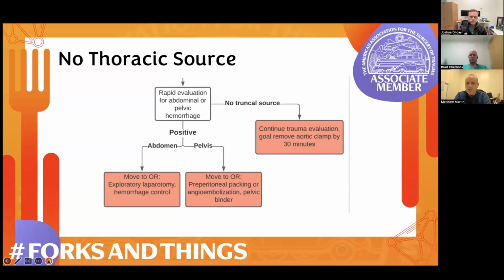If there is no truncal source identified, then we recommend continuing the trauma evaluation and resuscitation, and the goal is to remove that aortic clamp by 30 minutes.